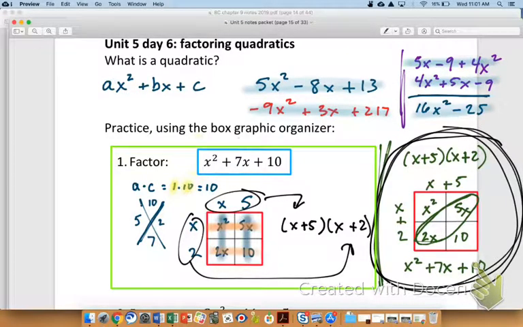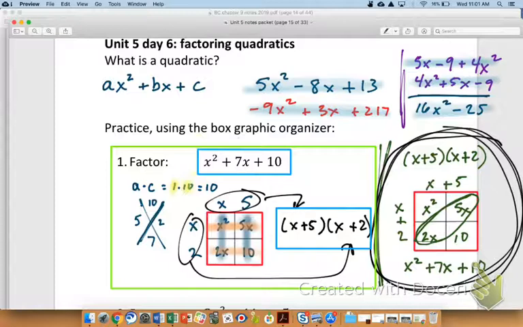X plus 5 multiplied by x plus 2. This would be your answer. Yep, we've factored it. We've taken it from something that had been multiplied together and we reversed it to what it began with. We're taking all those polynomial multiplications you did and we're trying to break them back apart.